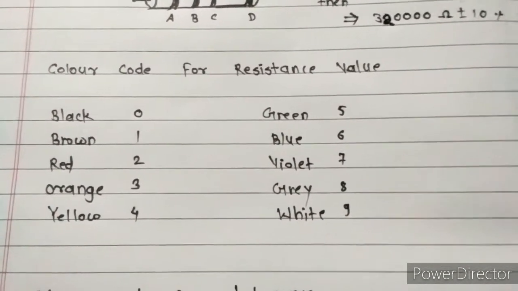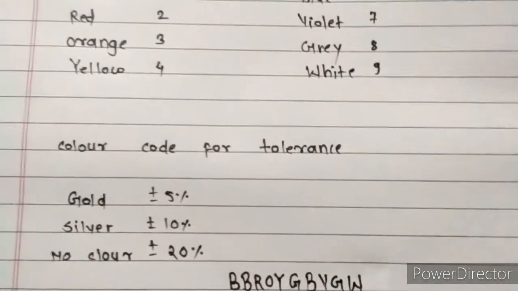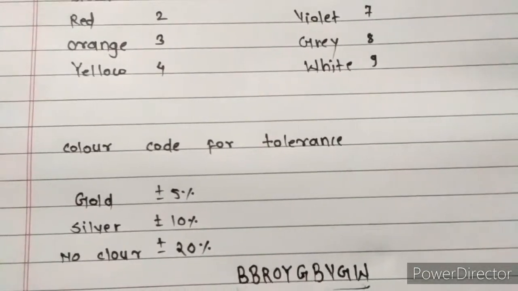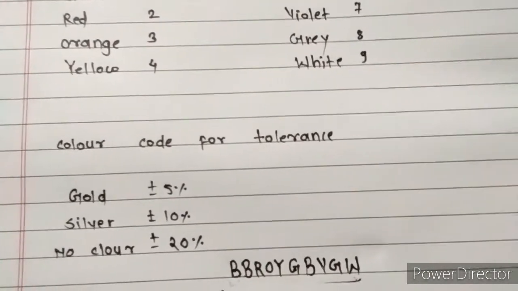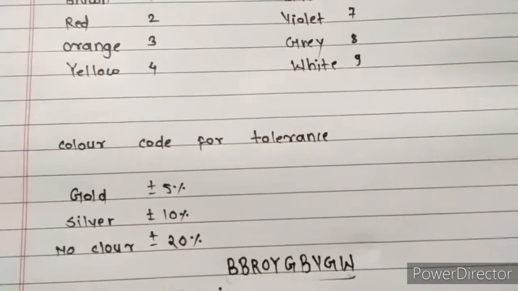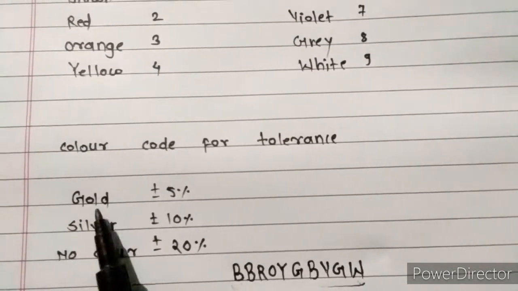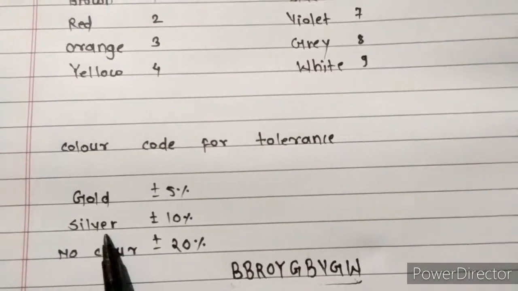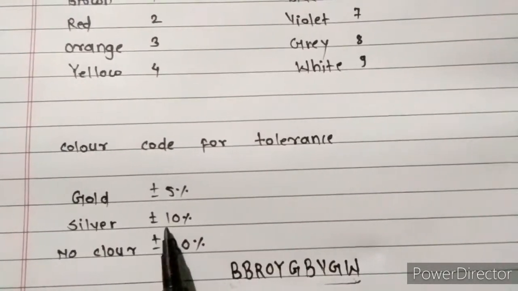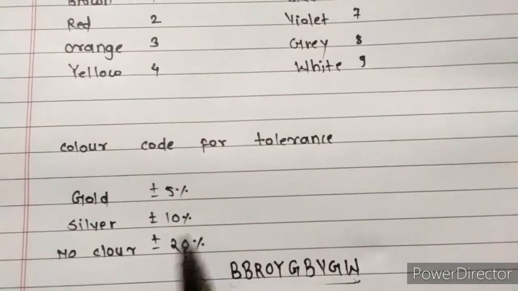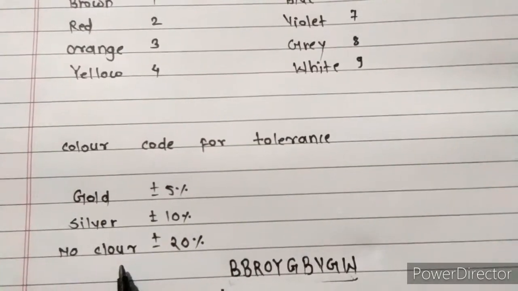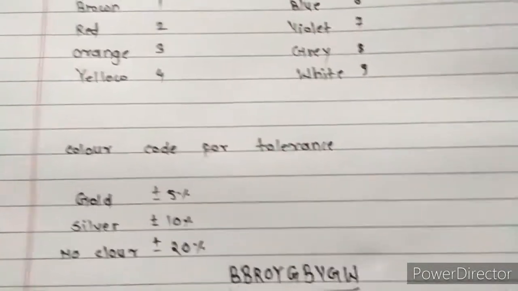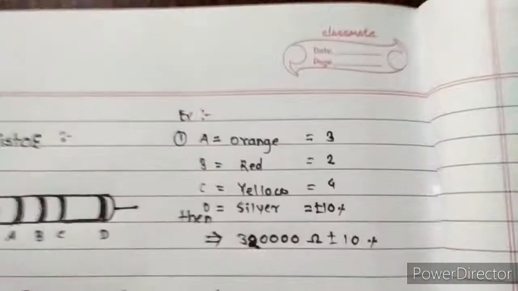One more thing is the color code for tolerance. As mentioned above, our last band defines the tolerance value. If the last band has a gold color, then the tolerance value is plus or minus 5%. If it has silver color, then the tolerance value is plus or minus 10%. If no color is provided there, then the value is plus or minus 20%. So let's see one example.